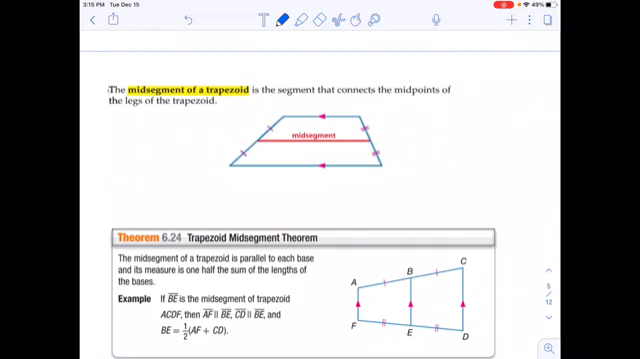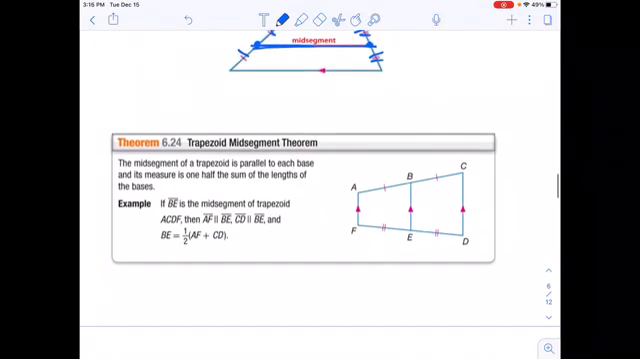Now we are going to talk about the mid-segment of a trapezoid. This is the segment that connects the midpoints of the legs of the trapezoid. So from your legs, you take the midpoints. That cuts each leg into two congruent pieces. The mid-segment runs parallel with the two parallel sides, and we know something special about it based on this theorem. The mid-segment of a trapezoid is parallel to each base, and its measure is 1/2 the sum of the lengths of the bases. Basically, you're taking the average of the two bases, so AF plus CD divided by 2 equals the mid-segment.